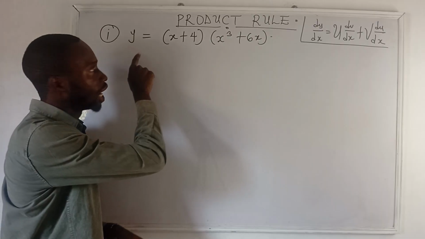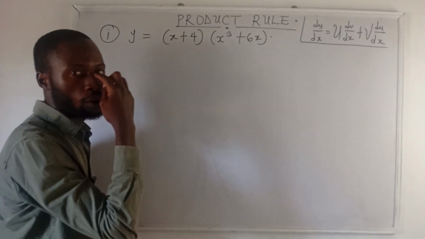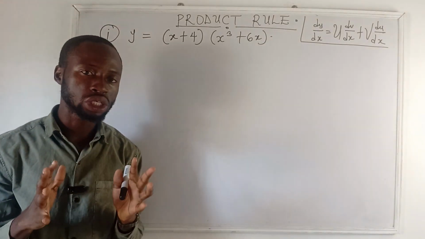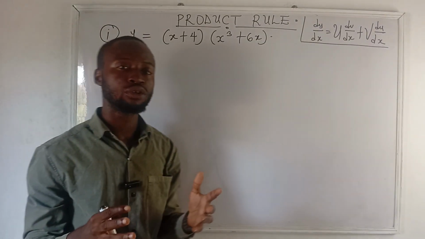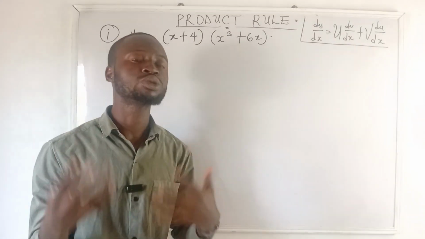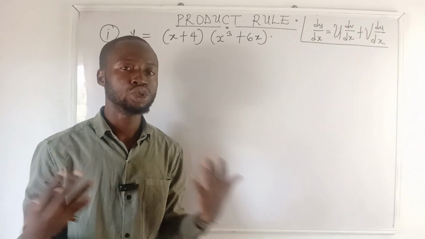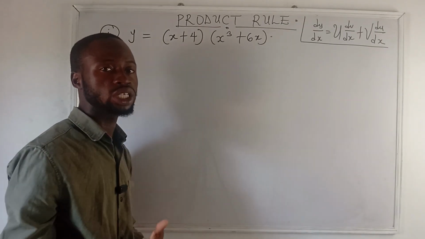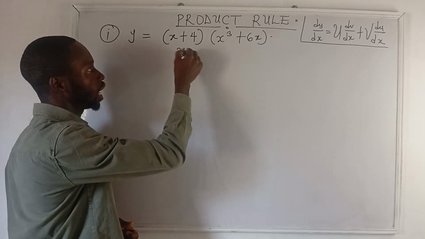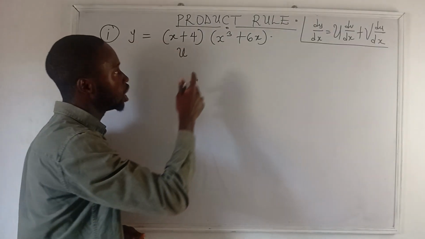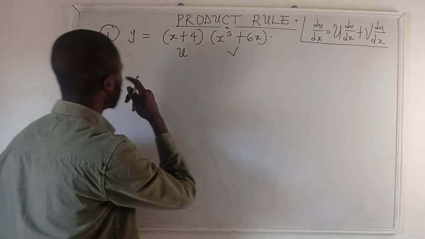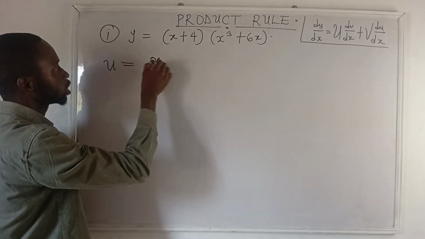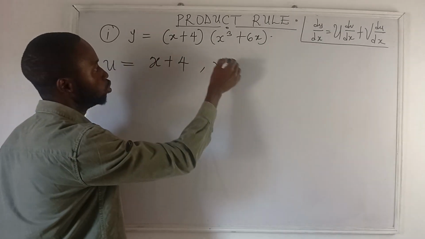So when I look at my question, I have y equals x plus 4 multiplied by x cubed plus 6x. So when I look at the question clearly, I will notice that two polynomial functions are multiplying themselves. Then what comes to my mind is, oh, I need to use product rule to solve. So what I do next is that I categorize them into which one is u and which one is v. So obviously from here, I can say that the first one, which is x plus 4, let it be u, and the second one, let it be v. So u is equal to x plus 4, then our v will give us what?